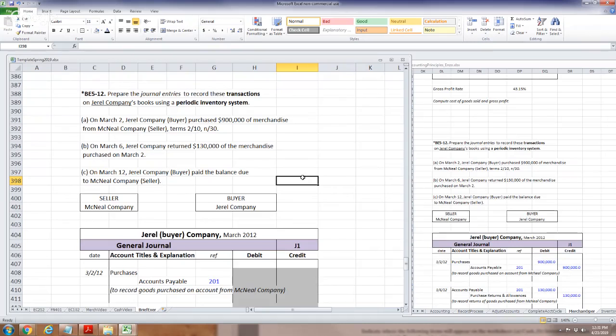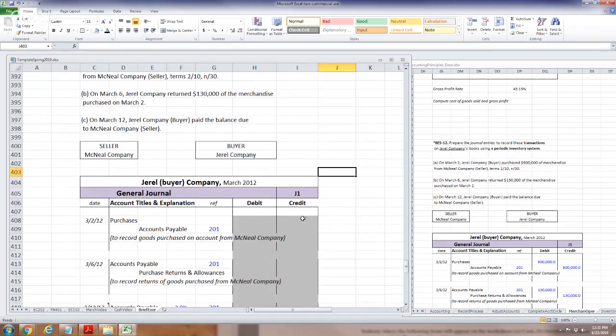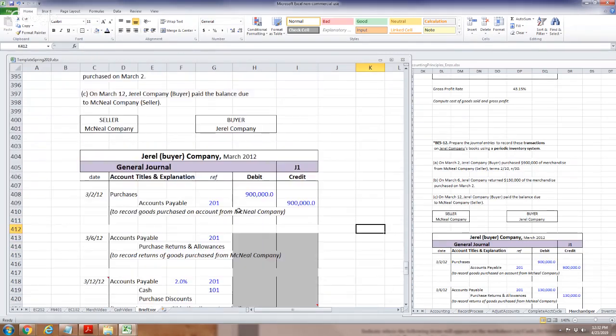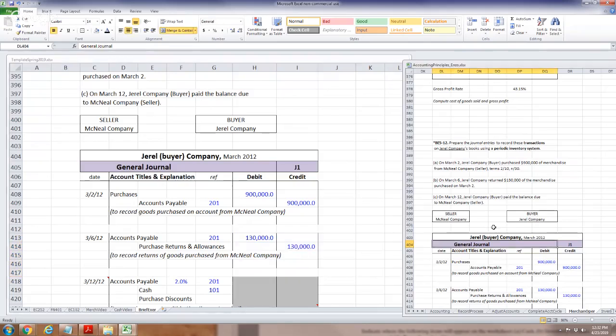Okay, Jarrell's the buyer, and they're buying now purchases, right? Instead of inventory, purchases, 900,000 merchandise, which is right there. And then they returned, so they bought 900,000, they returned 130. All right, 130 gets returned.